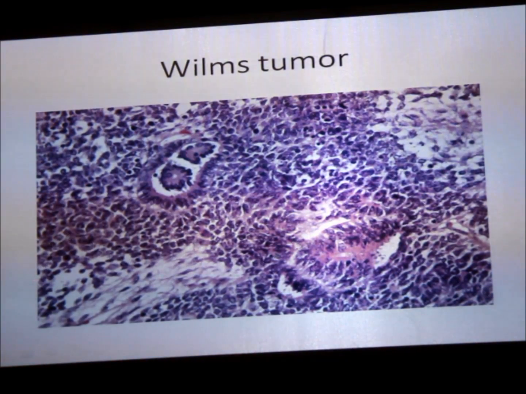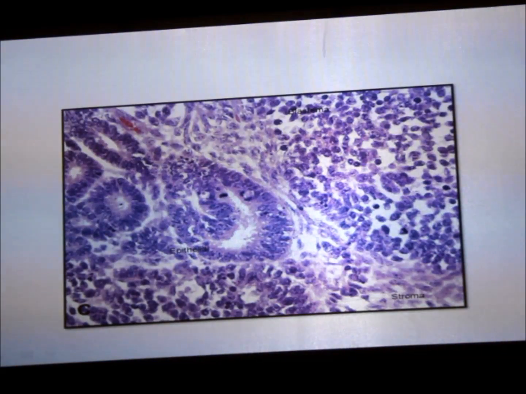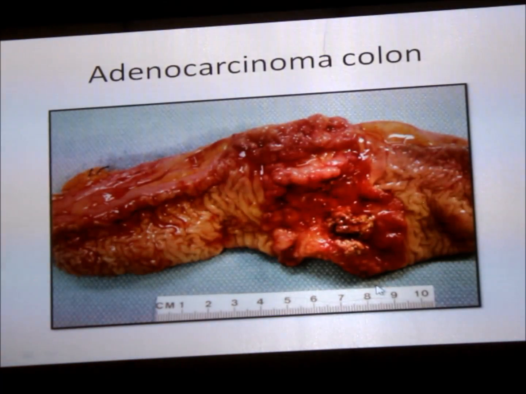Wilms tumor, I already showed you. Three components are there: blastema, epithelial components, and stromal components. This is the blastema. Here you can see. This is the epithelial component, the glands. And this is the stroma.